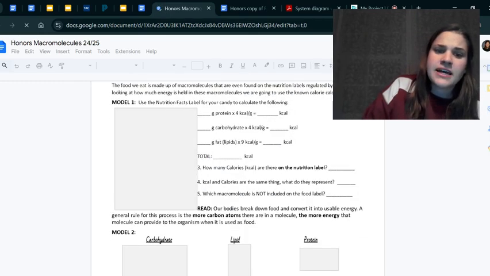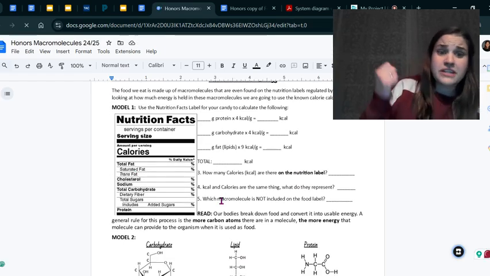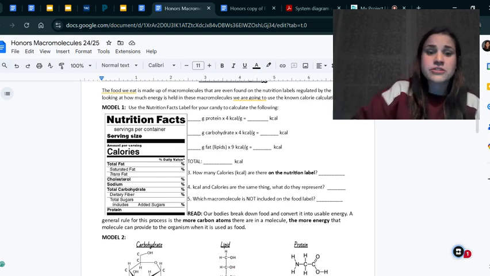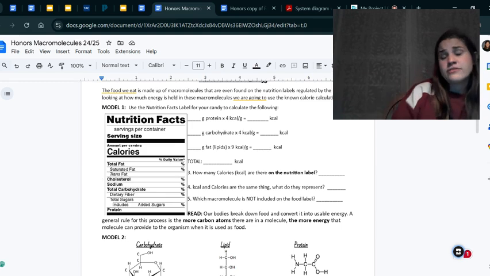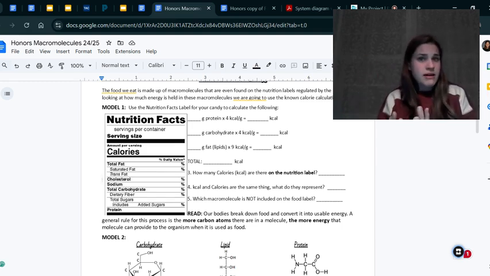What this was getting at is the fact that our food nutrition labels include things like fats, which are lipids, carbohydrates, and proteins for a reason. It's because they're giving us calories. And calories or kilocalories are just a unit of measure of energy, essentially. So all of those types of macromolecules can provide energy.